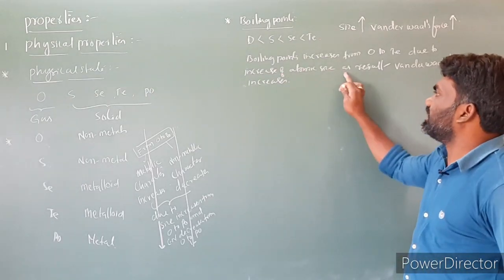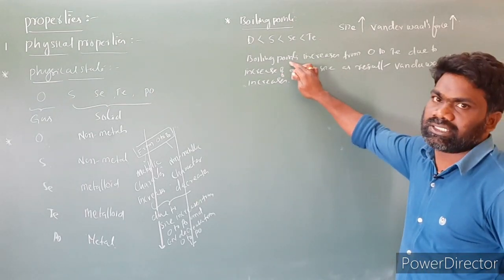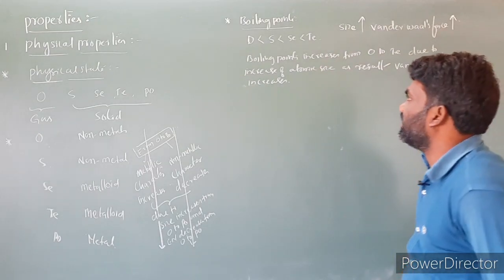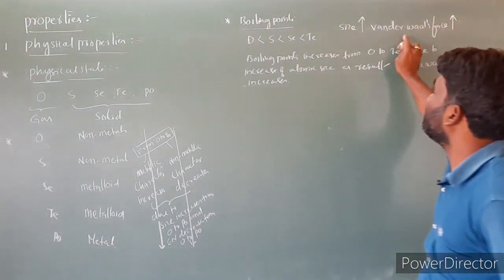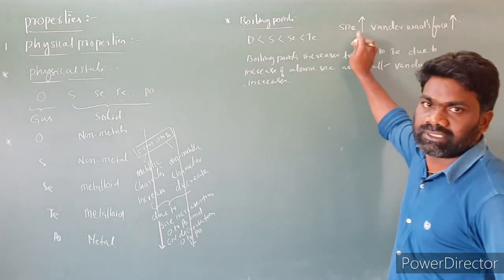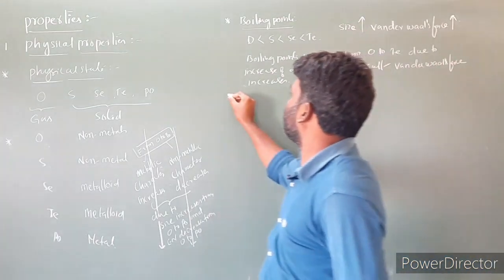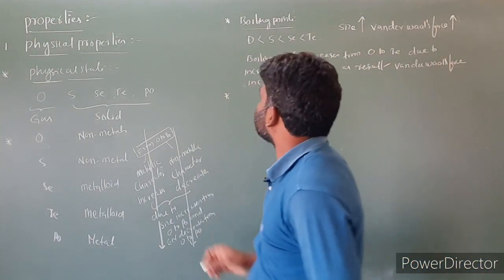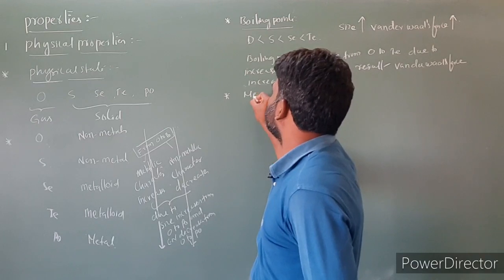So atomic size increases, van der Waals force increases. As a result, boiling points are going to increase. Simply, boiling points depend upon van der Waals force, which depends upon the size of atoms or molecules. Next one is melting points.